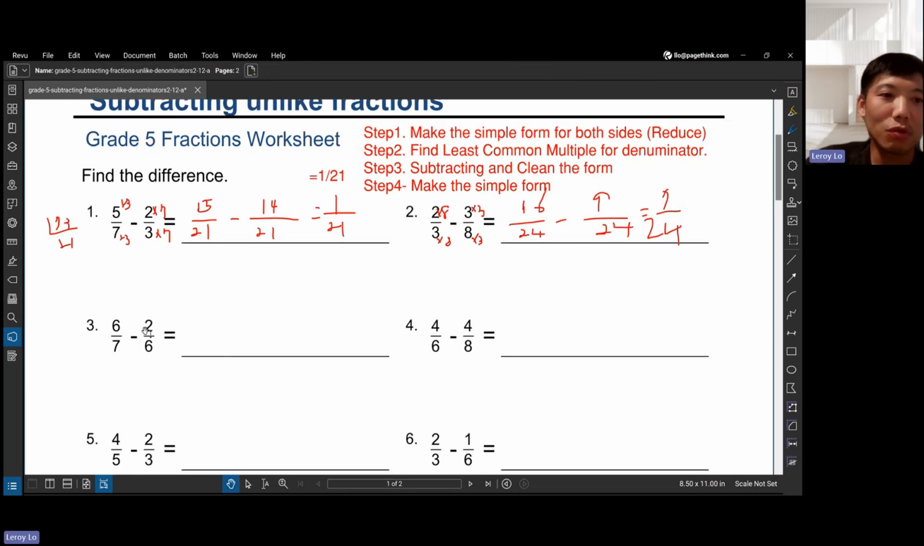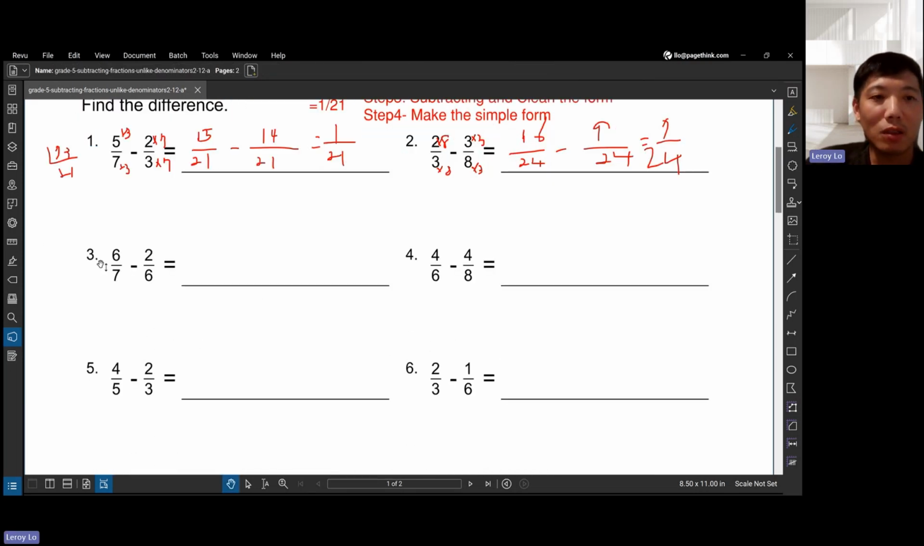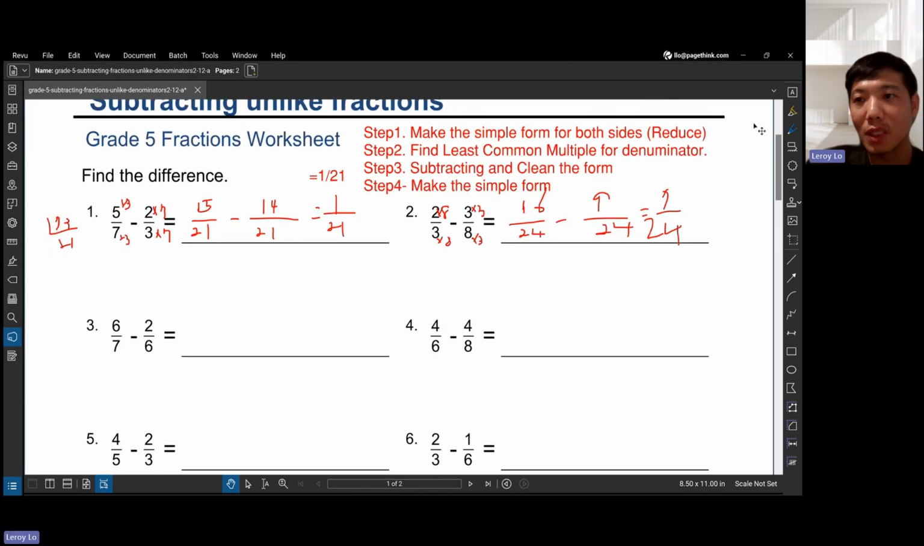Okay, next one, number 3, 6/7 minus 2/6. So first one, we do make the simple form for both sides by reducing. Okay, 6/7 looks good to me. Minus 2/6. We know 2 and 6 has a common factor 2. So we divide by common factor 2. We got 1/3. So 7 and 3 from the bottom, we got 21.